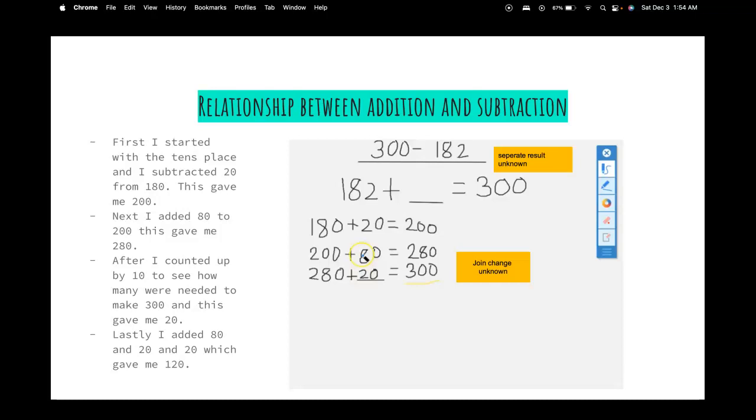So I started off with the tens place, and I subtracted 20 from 120, and this gave me 200. And then I added 80 to 200, and that gave me 280. Next, I counted up by 10 to see how many were needed to make 300, and this was 20. And lastly, I added 80 and 20 and 20, which gave me 120 to make sure that my answer was correct. And this is how I got my answer of 118.